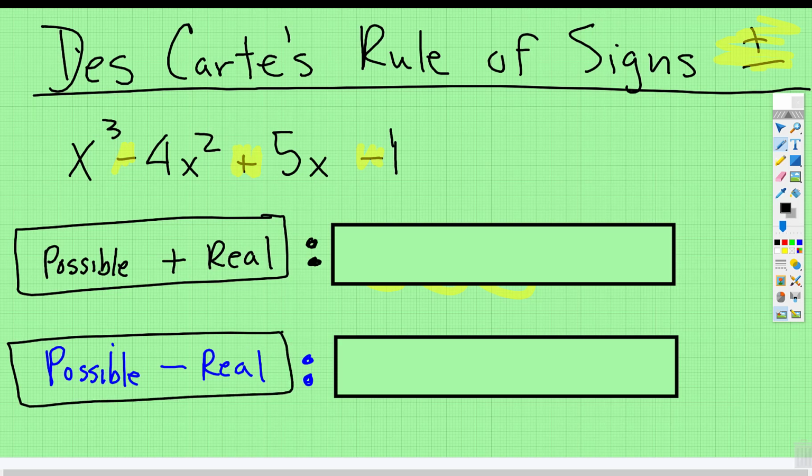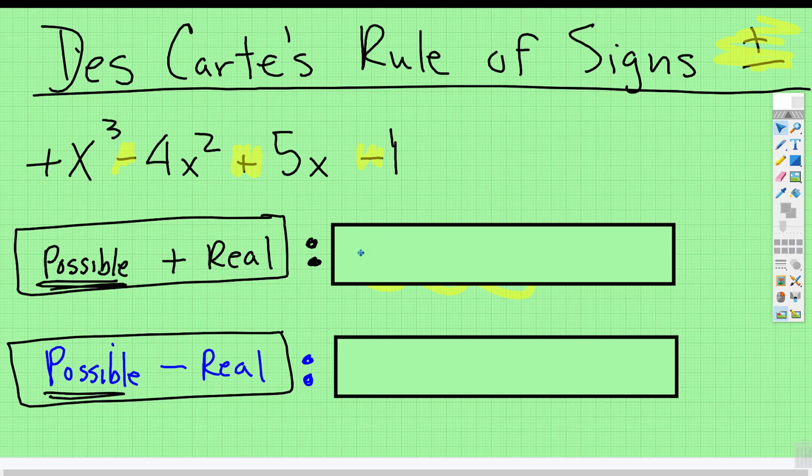So not imaginary roots, just possible. It doesn't mean that the number we list here will be the final result. It's just how many are possible. So this is what Descartes' rule says. As you're looking at that polynomial, in fact, there's a positive right there.